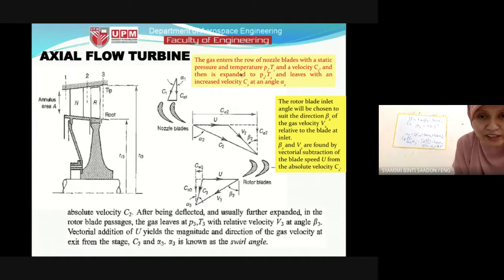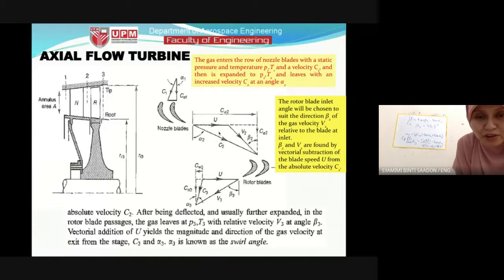For the lecture slides, if we have alpha 1 in our exercise, alpha 1 is 0, so that's why we don't have this angle. The C1 is equal to CA directly, and then it enters the nozzle blades. The nozzle is like the stator blade, and then it exits. The direction of the absolute velocity follows the direction of the nozzle blade.